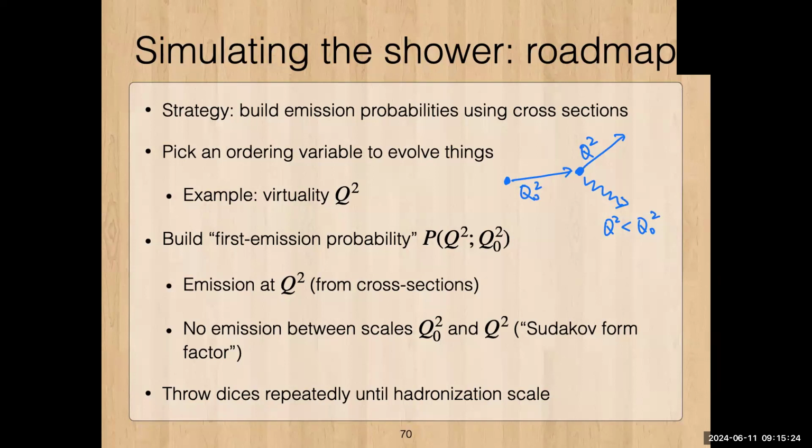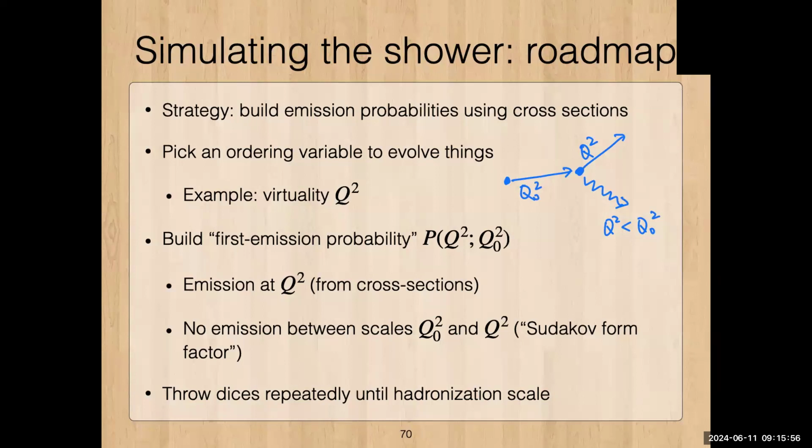For example, we can choose virtuality. That's one choice. Or we can choose angle. That's another popular choice, and so on. In this example, let's use virtuality. So the meaning of this is that we will start the parton from some scale in virtuality, and then you will go down step by step until the hadronization scale. And the showering process, we will go through this step by step, one by one.